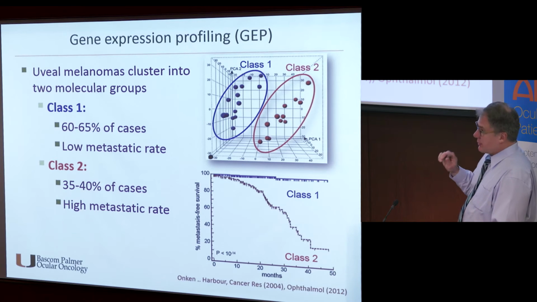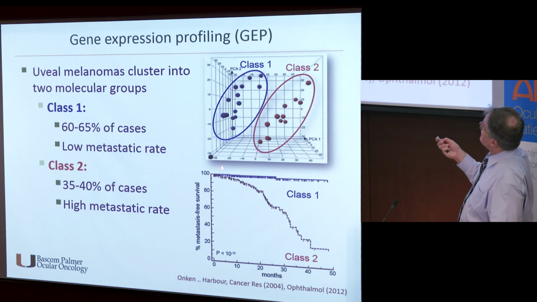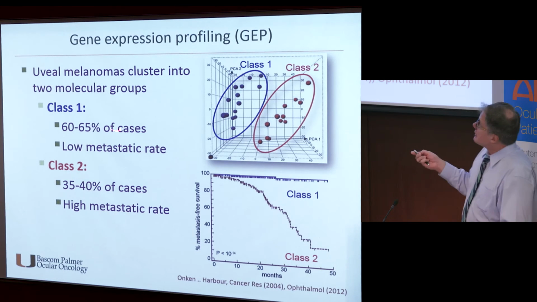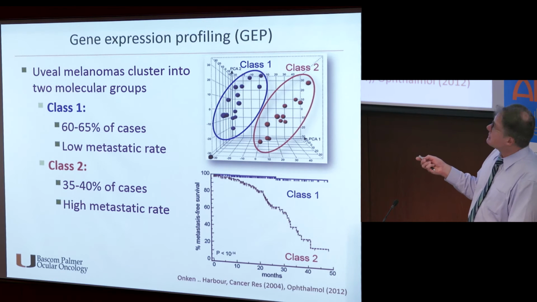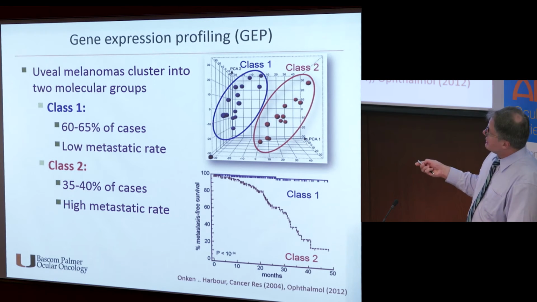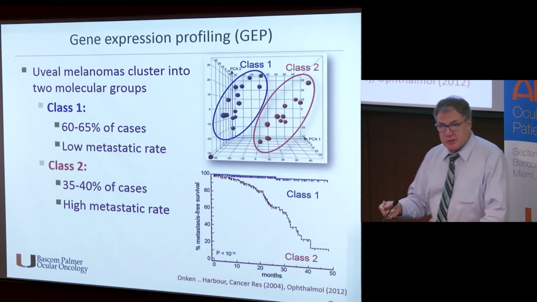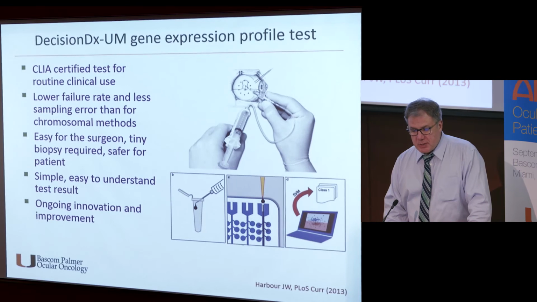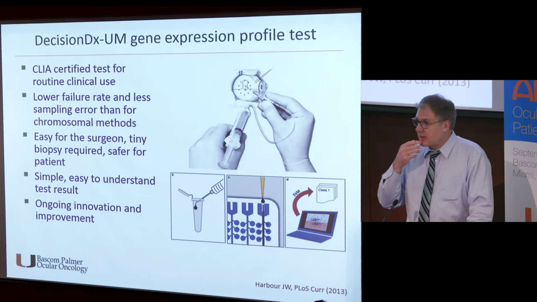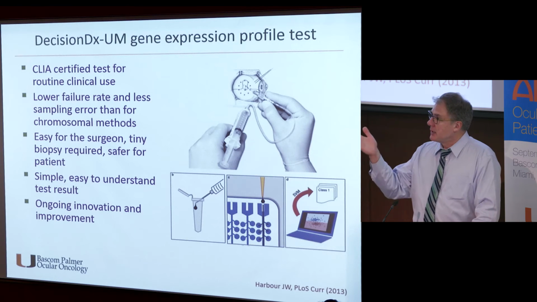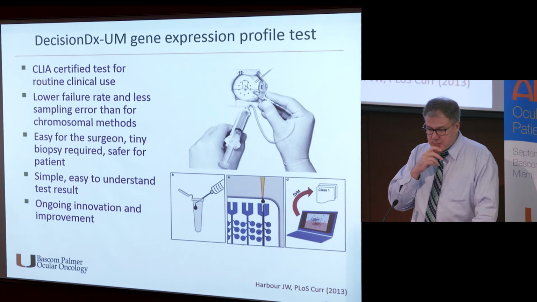Now, I won't go through all the research on how we discovered this, but basically there are 2 main groups, class 1 and class 2. Class 1 is about 2/3 of patients. Okay, these tend to be at lower risk of metastasis. Class 2 tend to be at higher risk. This is about 1/3 of patients. And the company that now does this is the Castle Biosciences company. They'll be having an opportunity to speak later.